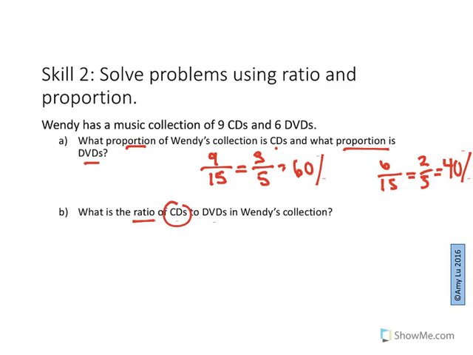CDs is mentioned first to DVDs, so write down CDs 9, which is always represented here, and DVDs 6. We can reduce this by 3, so 9 divided by 3 is 3, and 6 divided by 3 is 2. That is the ratio.